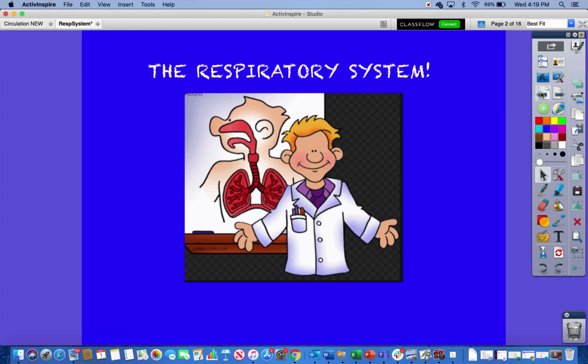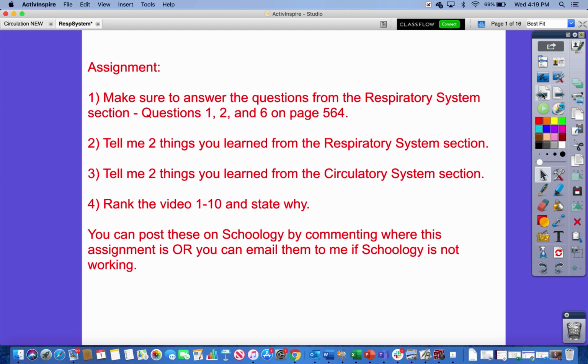Like I said, we're going to talk about the respiratory system. But what I'd like you to do here is at the end of this, make sure that you answer questions from the respiratory system on page 564 in your text. By the way, you can get your text out right now. We're going to start on page 558 in just a couple minutes. I want you to tell me two things that you learned from the respiratory system as well as two things that you learned from the circulatory system.